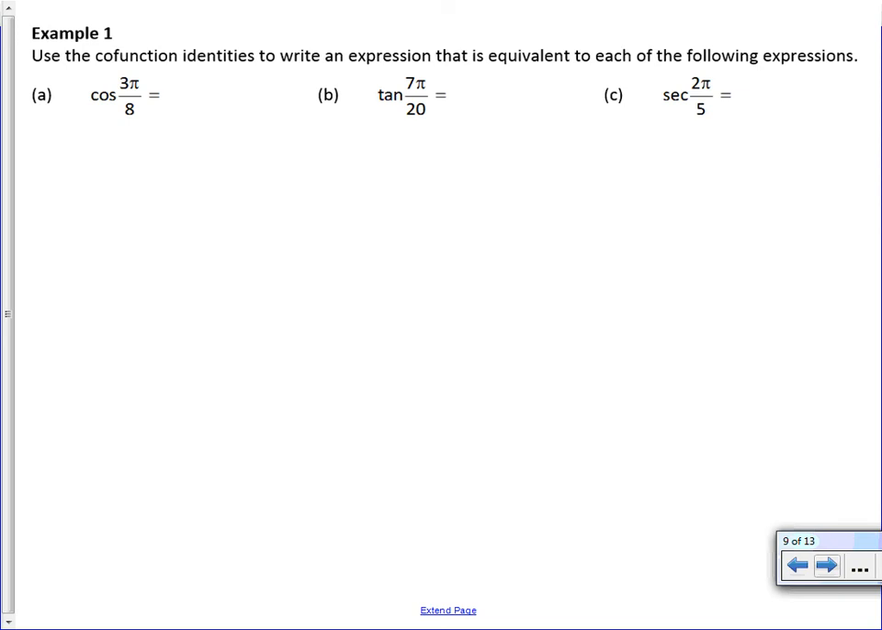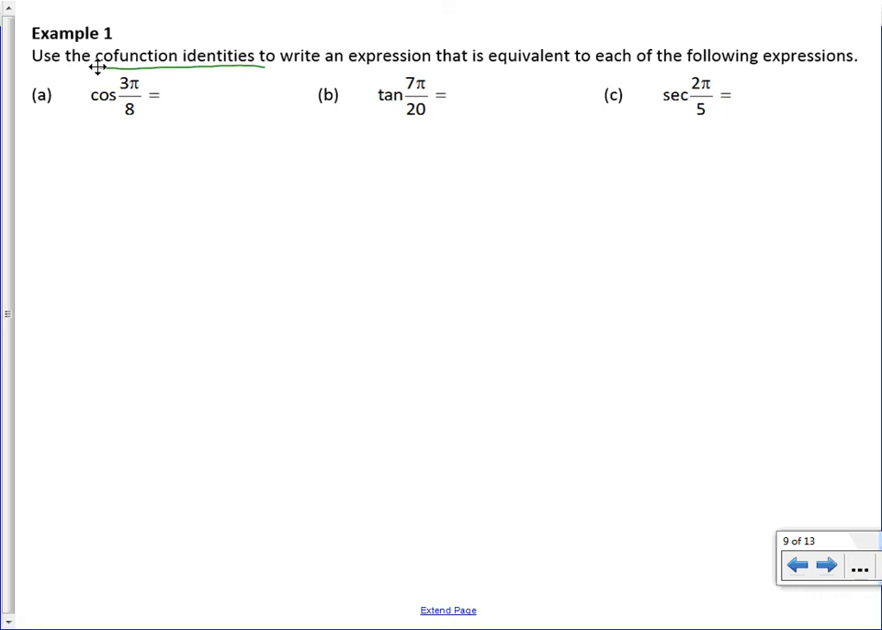Example 1 says, use the co-function identities to write an expression that is equivalent to each of the following expressions. Co-function identity, so if you ask for co-function, that's where you're using complementary angles. You see co-function, and your brain will go complementary. So I see cosine of 3 pi over 8. Your answer will be the co-function of cosine and the complementary angle of 3 pi over 8. You put those 2 pieces together, you're done.